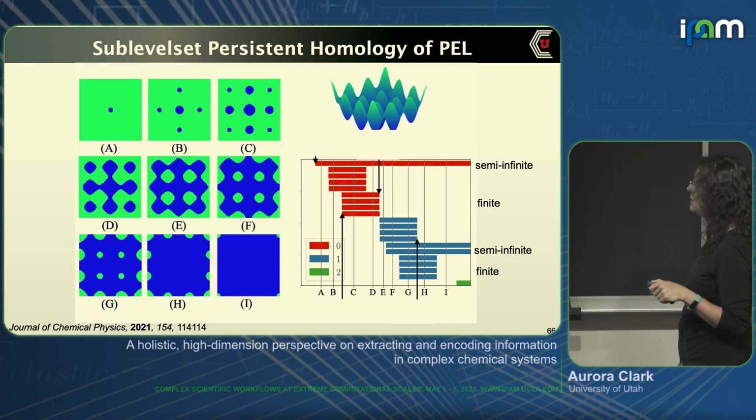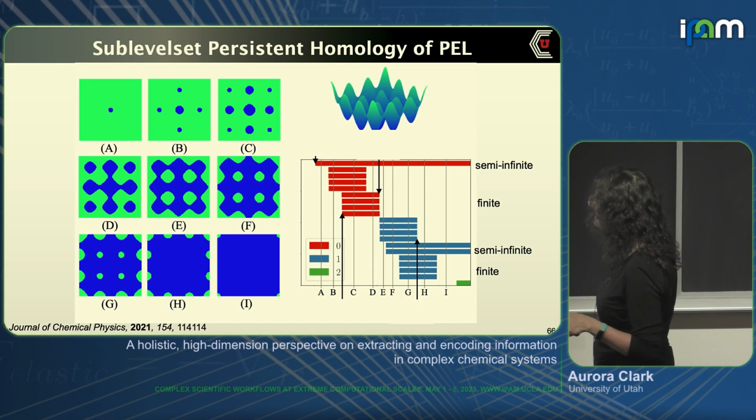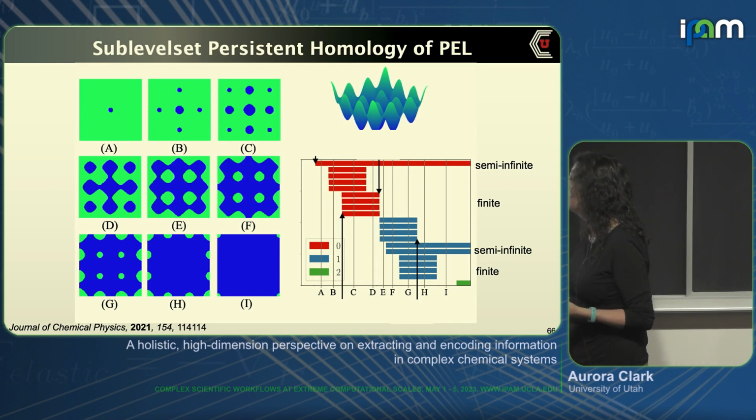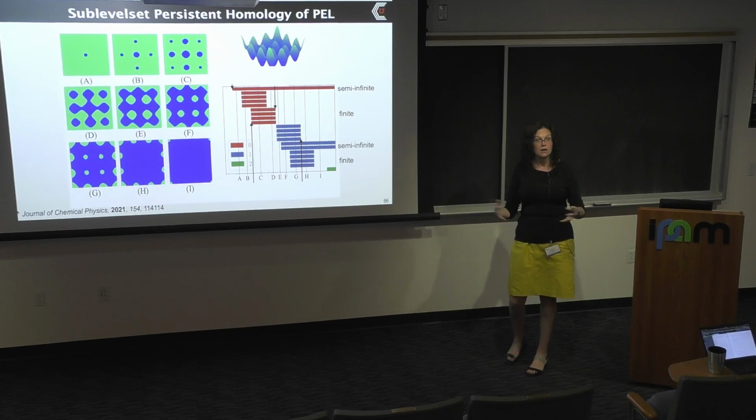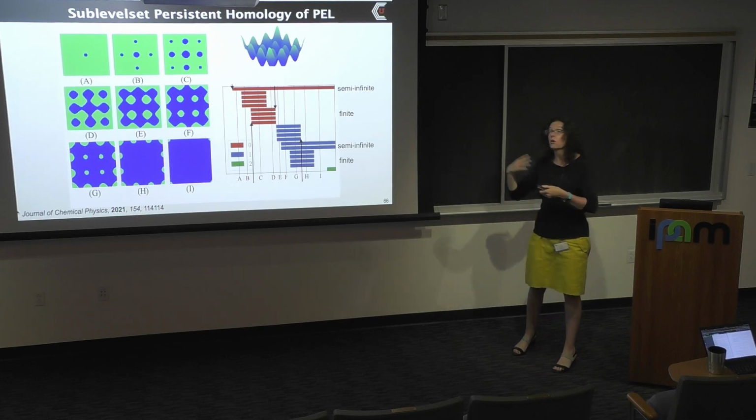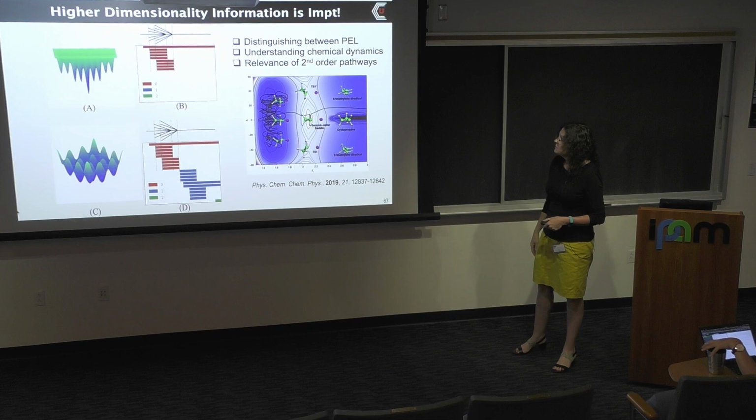This is only a three-dimensional energy landscape, so I only have 3 sets of bars. But if I had much higher energy landscapes, you'll see higher bars that represent higher order critical points that are being overcome on the energy landscape.